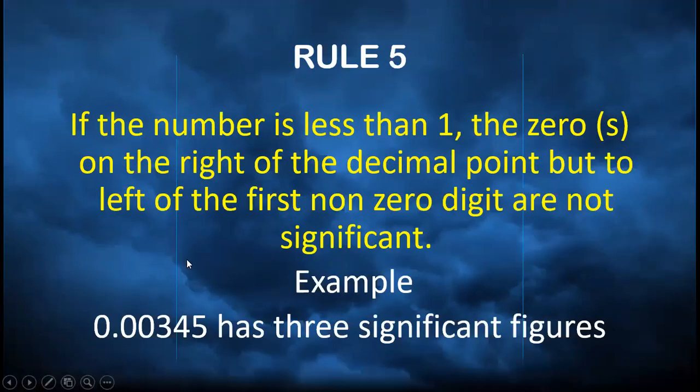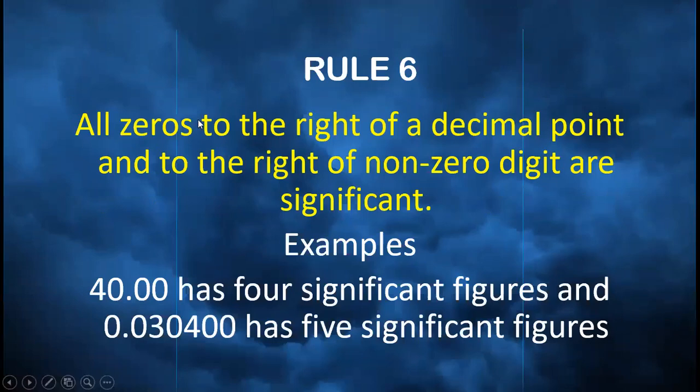Rule number 5: if the number is less than 1, the zeros to the right of the decimal point but to the left of the first non-zero digit are not significant. The number should be less than 1. Here you can see this is a number less than 1, but the zeros to the right of the decimal point and to the left of the first non-zero significant digit are not significant. So these two zeros have no value, and only 3, 4, 5 are significant figures.